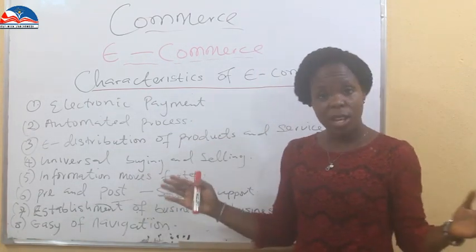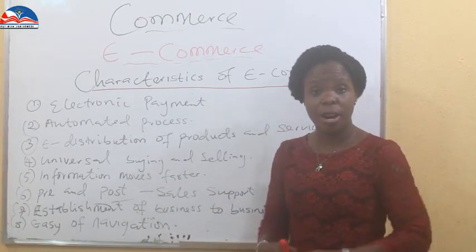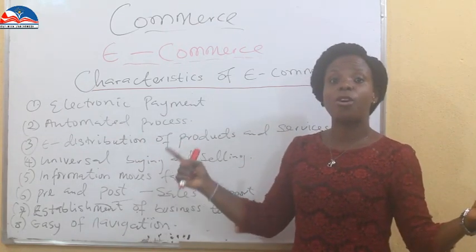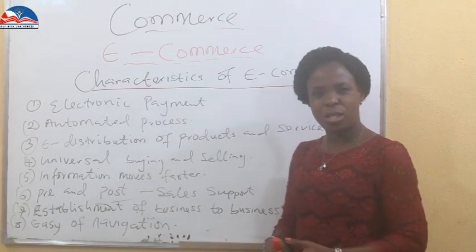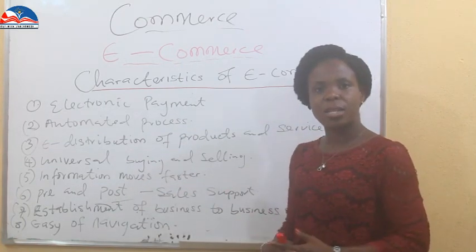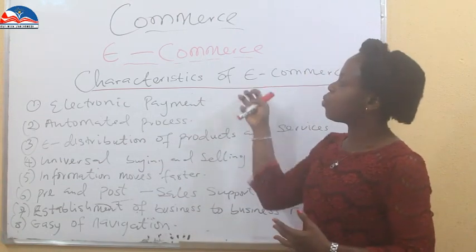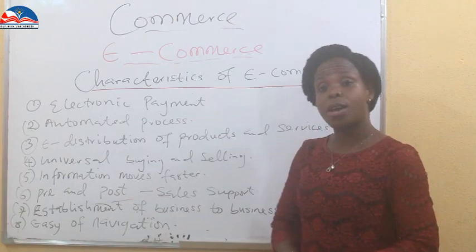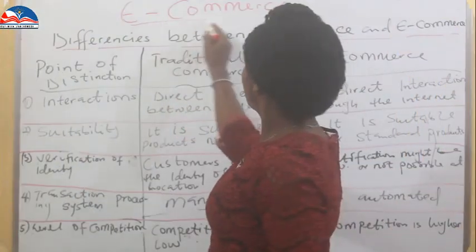Then ease of navigation. When you go to the website, you see lots of products. You can select from a variety. You can have more than 100 products of different brands. So you navigate and make your choice. There are a lot of options you can select from. All of this is made possible because of e-commerce. So we have seen 8 characteristics of e-commerce.